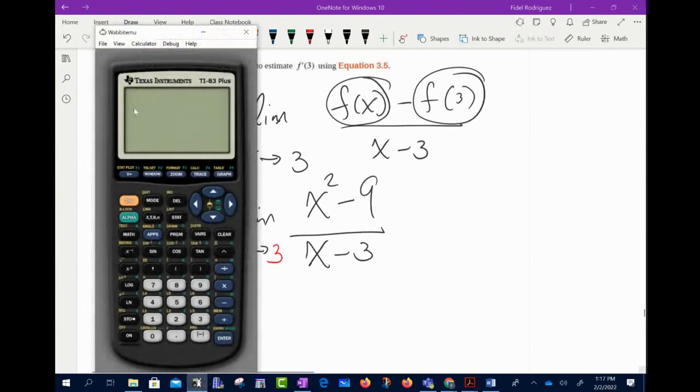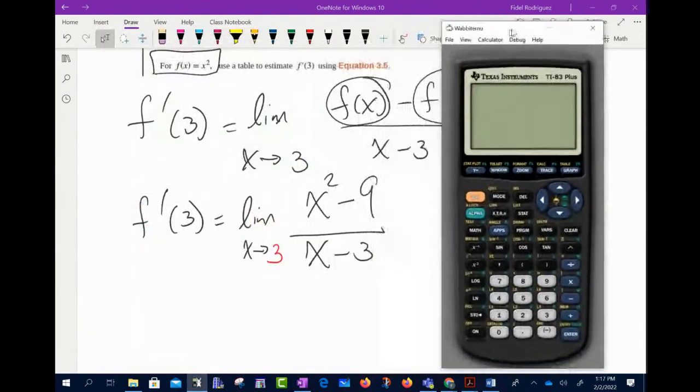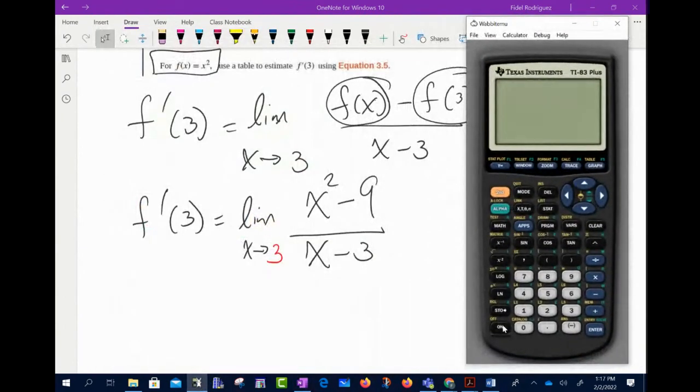So I'm going to grab my calculator real quick. Let me turn this guy on. Clear it. Let's see, do I have any equations written here? Not yet. So I'm going to type in this entire expression. I'm going to put x squared minus 9 divided by x minus 3. There we go. So we got it. Okay, perfect.